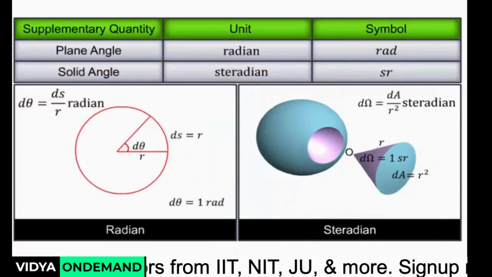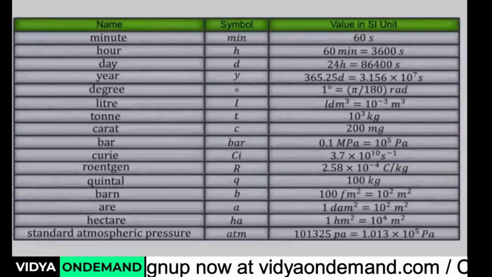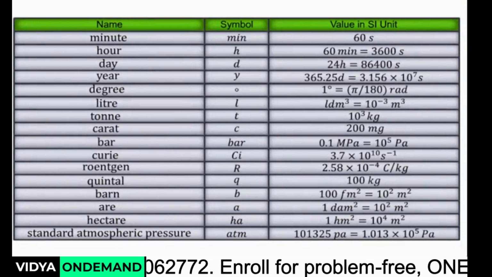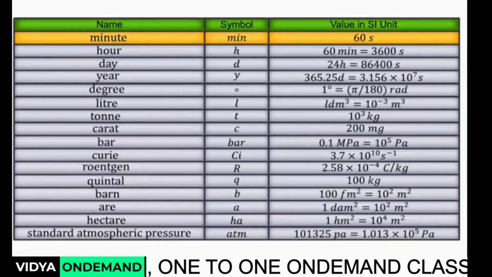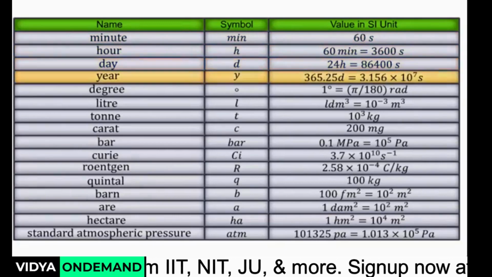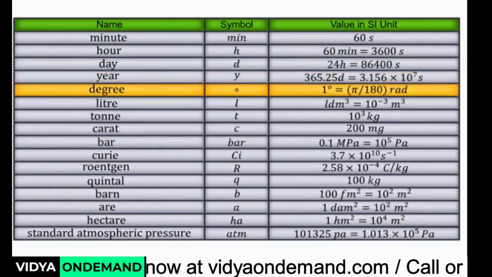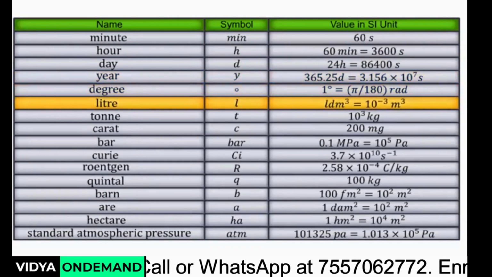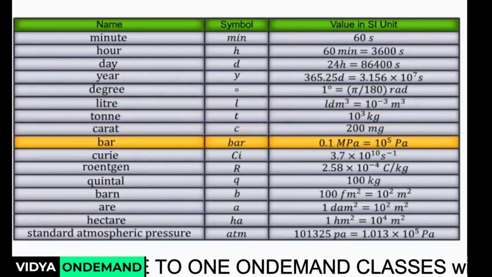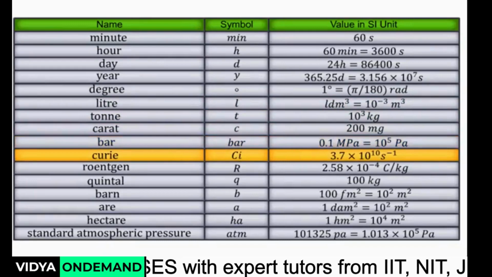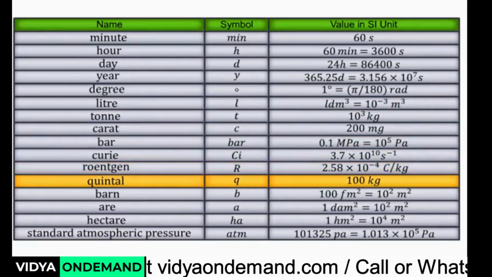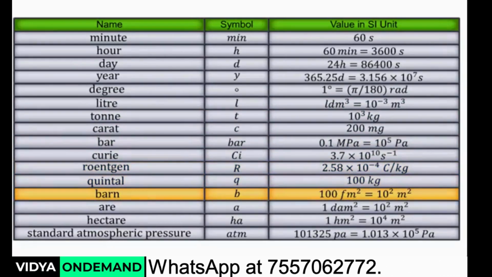SI also retained some units from earlier systems for general use. They are minute, hour, day, year, degree, liter, ton, carat, bar, curie, roentgen, quintal, barn, hectare, and standard atmospheric pressure.